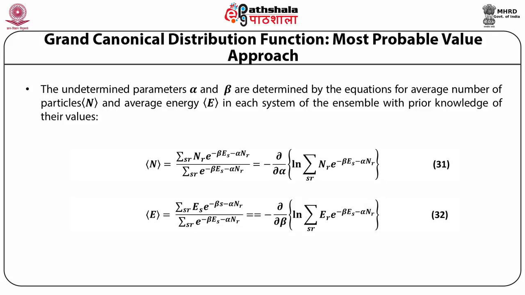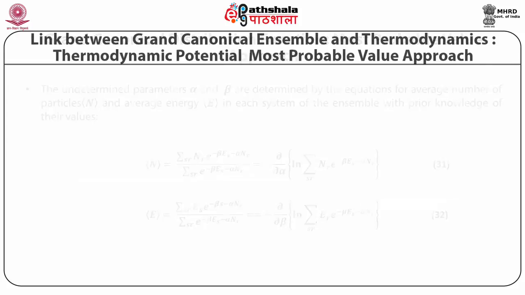and the mean value of energy in each system is equal to the summation over SR of ES e raised to power minus beta ES minus alpha NR, divided by the summation over SR of e raised to power minus beta ES minus alpha NR, which is equal to the negative of the partial derivative of the log of the summation over SR of e raised to power minus beta ES minus alpha NR with respect to beta. Link between the grand canonical ensemble and thermodynamics, that is, the thermodynamical potential most probable value approach.